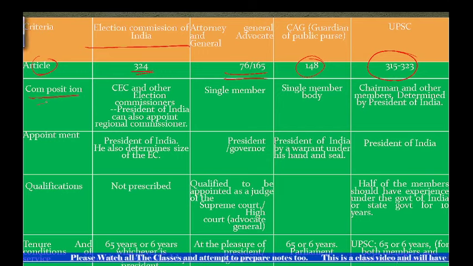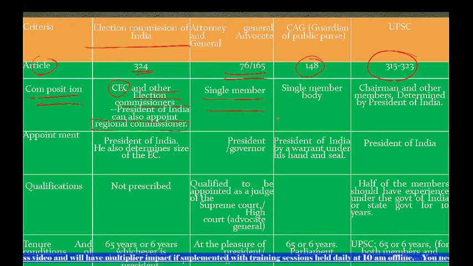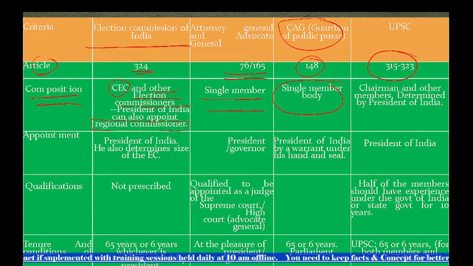So what are the compositions of these bodies? The composition of the Election Commission is the Chief Election Commissioner and other election commissioners. The President of India can also appoint regional commissioners. So it is a multi-member body. Attorney General is a single member. He is the advocate of the central government, while the Advocate General is the advocate of the state government. Single member body.